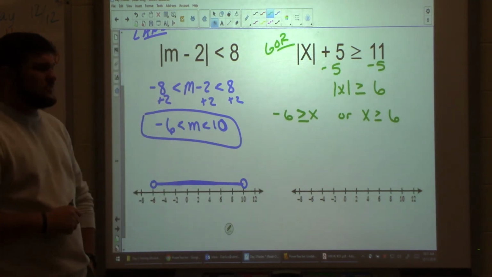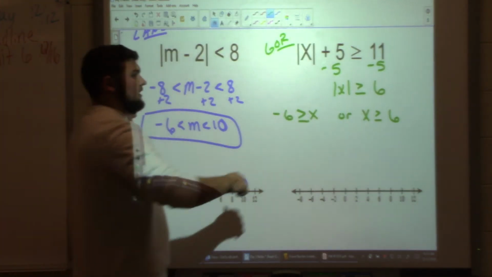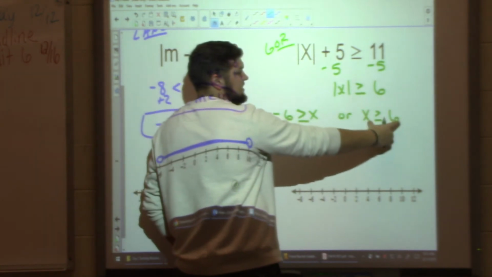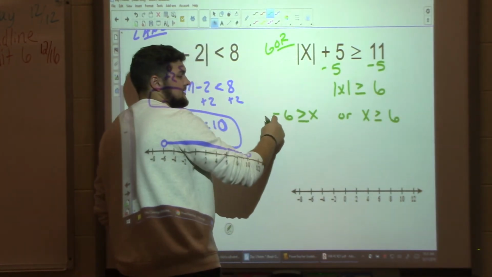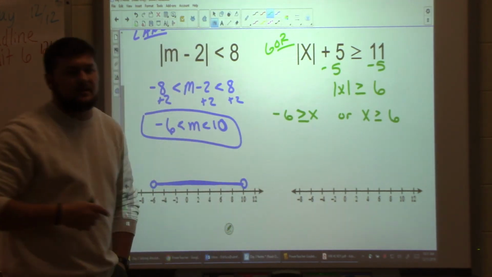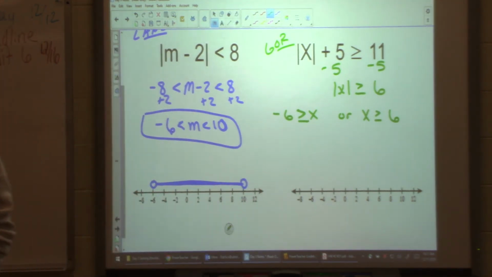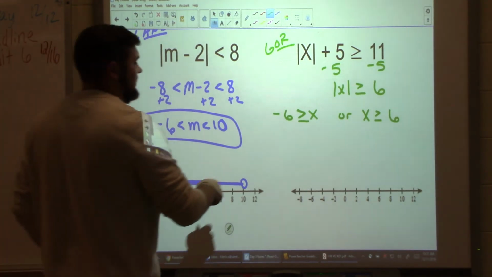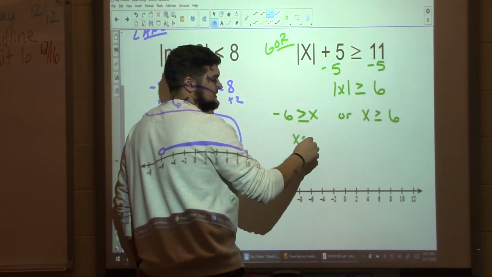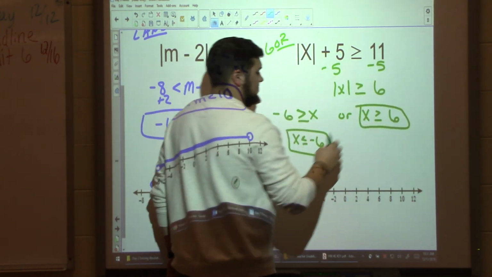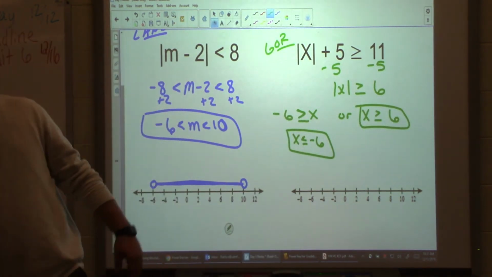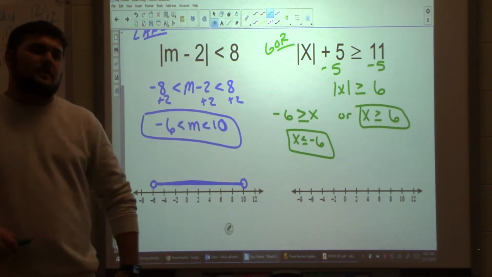I change it to an or statement. This one stays the same. I take x over here, keep the same sign, but make it negative 6 on the left. That makes my or statement. Is there any solving I need to do in this problem? No. So I'm just going to change this around, because I'm kind of OCD about that. X is less than or equal to negative 6, or x is greater than or equal to 6.